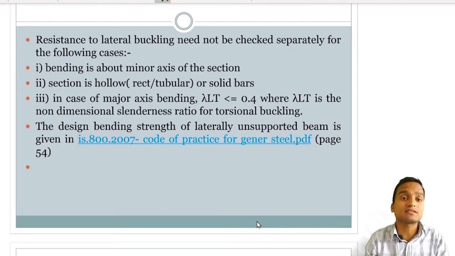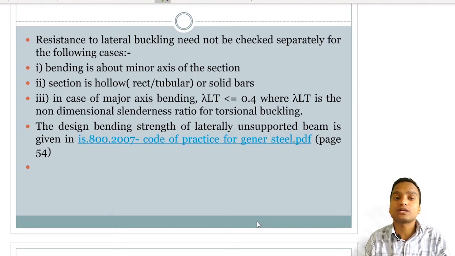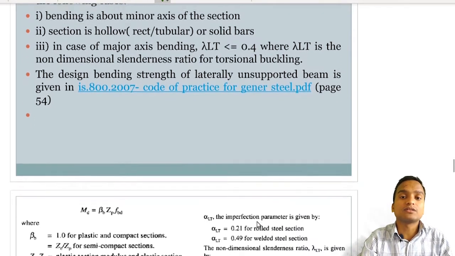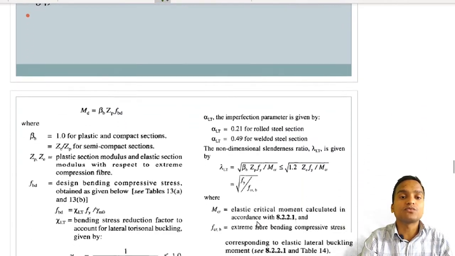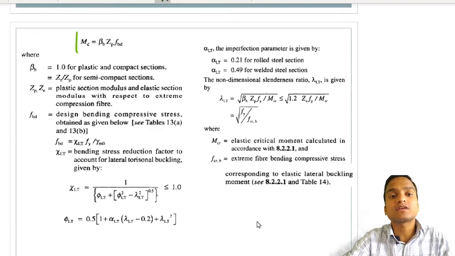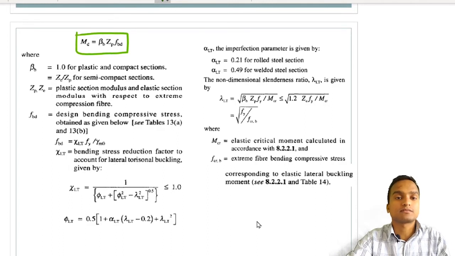Bending is about the minor axis of the section, and the sections used here are hollow, rectangular or tubular or solid bars, and in case of major axis bending lambda LT should be less than or equal to 0.4, where lambda LT is the non-dimensional slenderness ratio for torsional buckling, and this is given on the IS code page number 54. This is how we calculate the design bending strength in case of laterally unsupported beams.